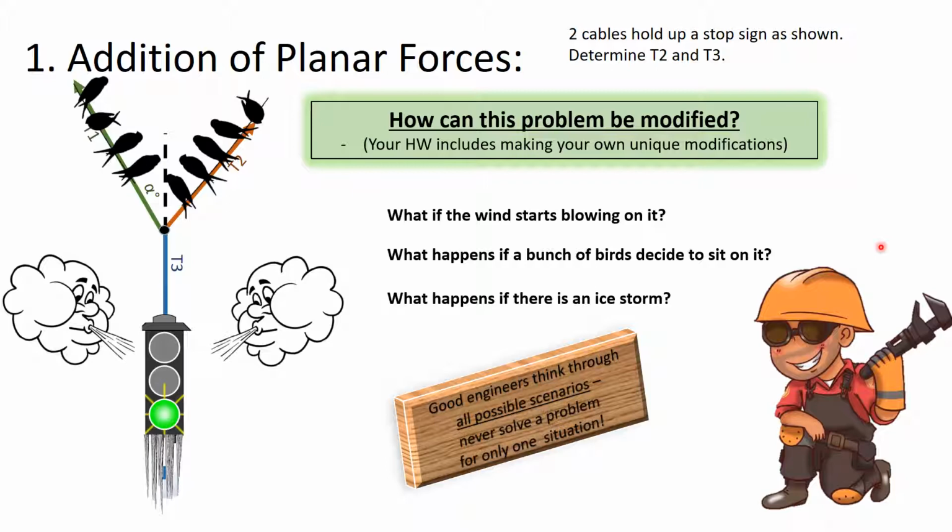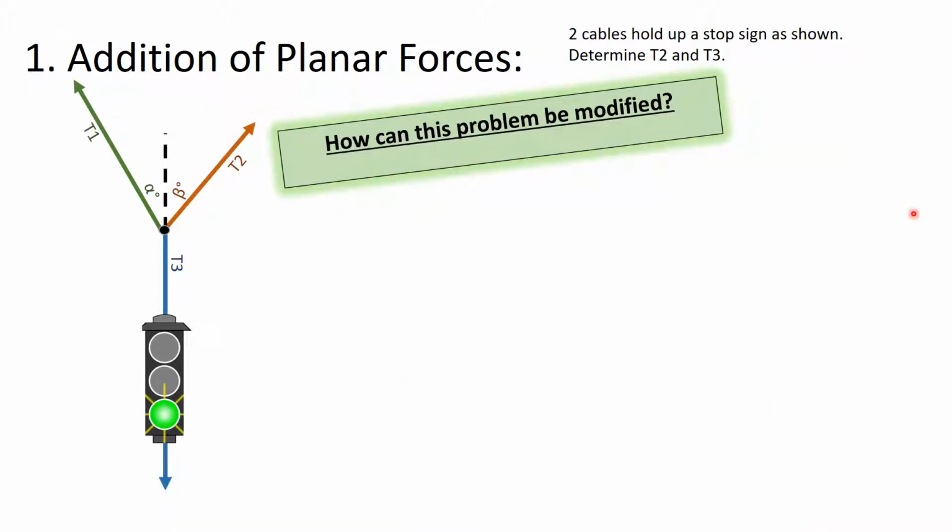So thinking through all of the different scenarios of what could happen in a system, that's really what engineering is all about, and that's what I want you to start doing with your homework sets. So instead of just copying the standard answers out of the solution manual, you're going to be thinking through the problems on a little bit deeper level. I'm going to give you a couple different examples of different types of modifications that can be done here.